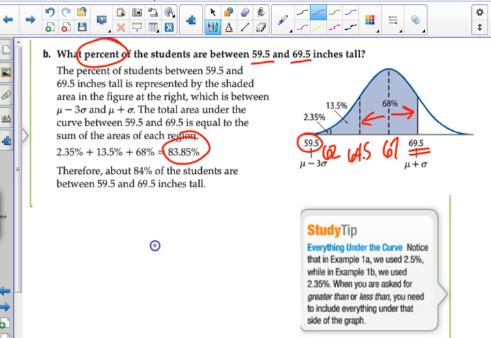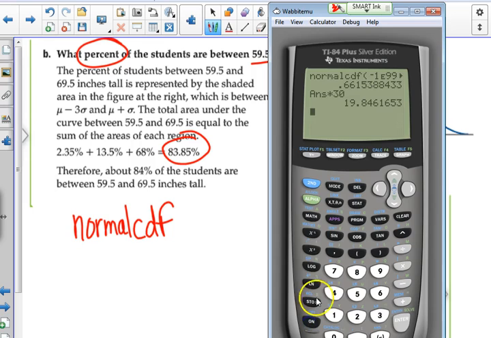There's a way to do this on the calculator, where we put the lower limit and the upper limit, and it just gives us the percent. It's a beautiful thing. It's going to be the normal CDF because we're going to combine the probabilities from one limit to the other. So on your calculator, it's second VARS, and it's the second one down. Everybody find it?